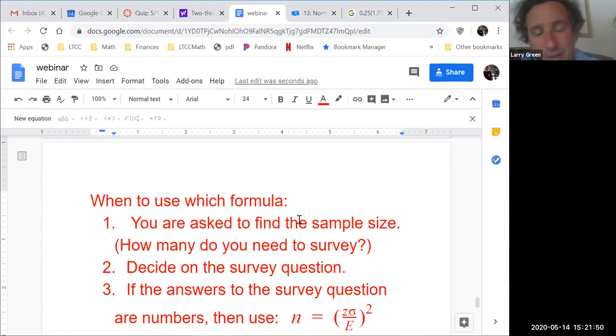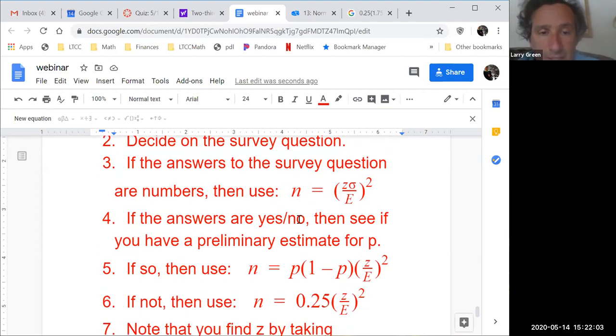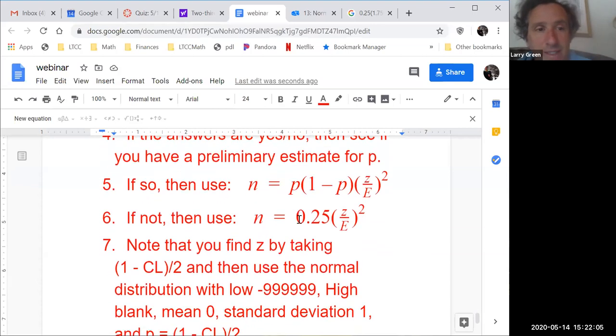First, if you're asked about the sample size, how many you need to survey, then decide on the survey question. If the answers are numbers, then N equals Z sigma over E quantity squared. If it's a yes, no question, then decide whether you have a preliminary estimate. If you have a preliminary estimate, then it's N equals P(1 minus P), Z over E squared. If not, then it's N equals 0.25 Z over E quantity squared.